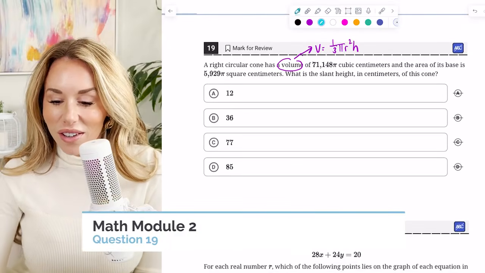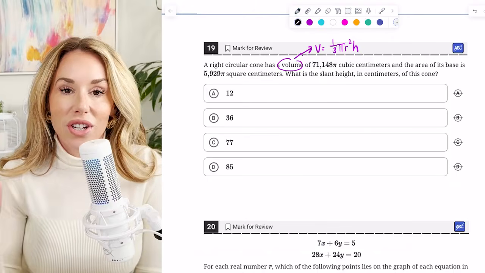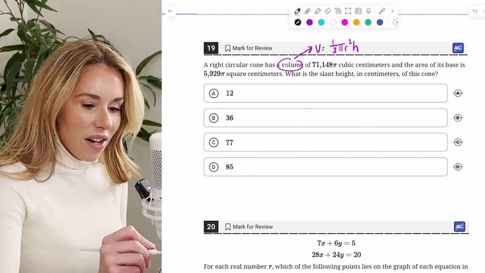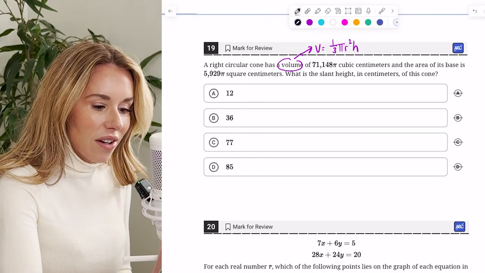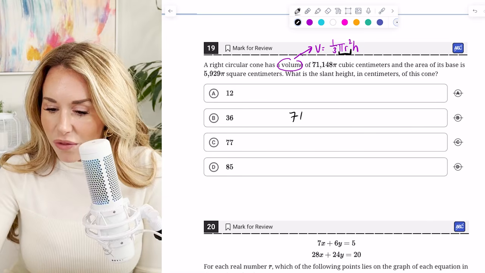So we have a right circular cone that has a volume. I wrote the volume formula; you can get that from your reference sheet on Bluebook. So we have basically the area of the base. This is the area of the base, pi r squared, guys. So now I know the volume is this.